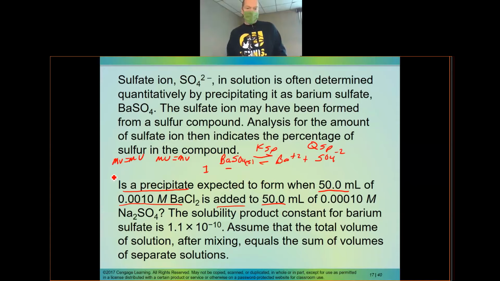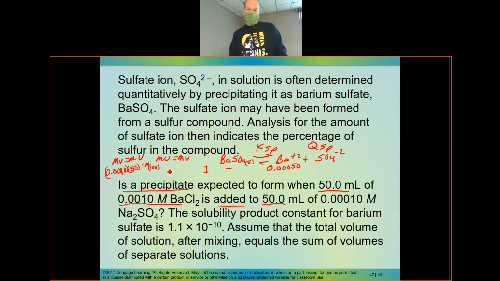All right, so we have our molarity is 0.0010 for our barium when the volume is 50 mL. What is the molarity now that it's 100? So that's just dividing it in half. So our initial concentration is 0.00050 molar for the barium plus 2. That's what you get when you solve for that.